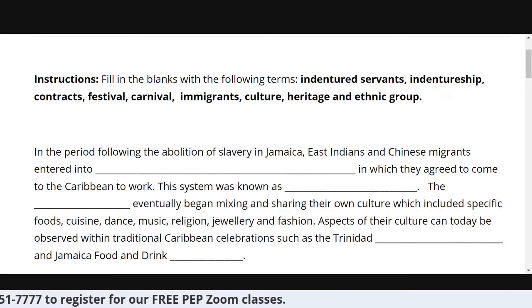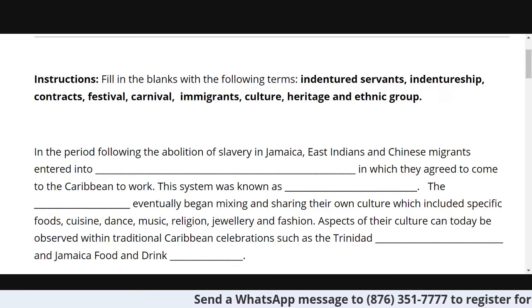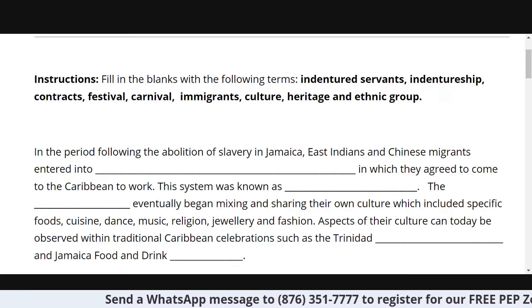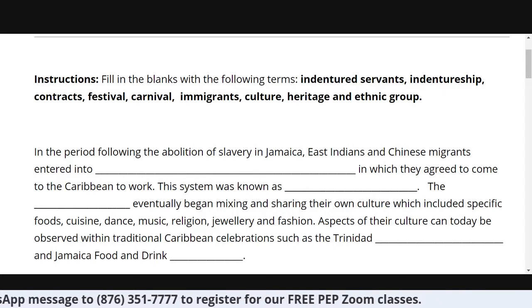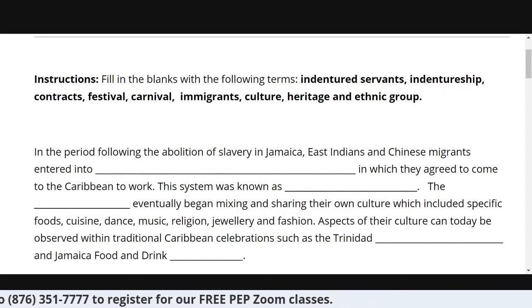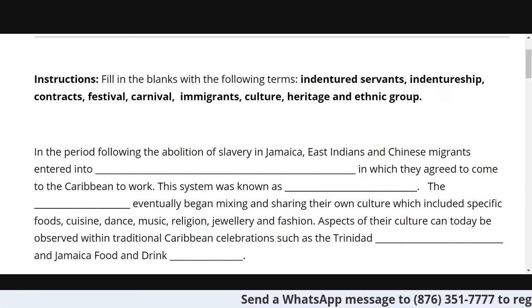The blank eventually began mixing and sharing their own culture, which included specific foods, cuisine, dance, music, religion, jewelry, and fashion. So what should go there?